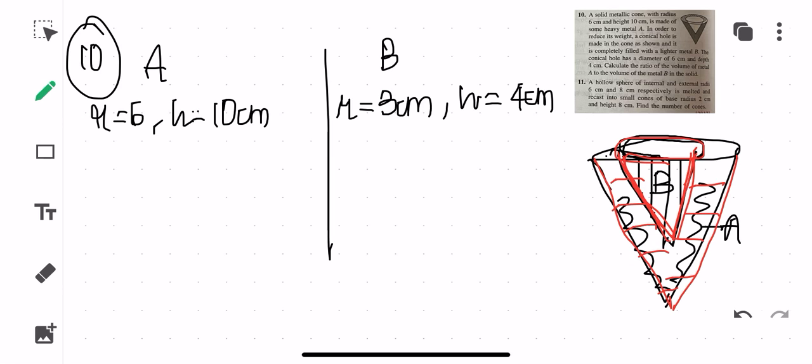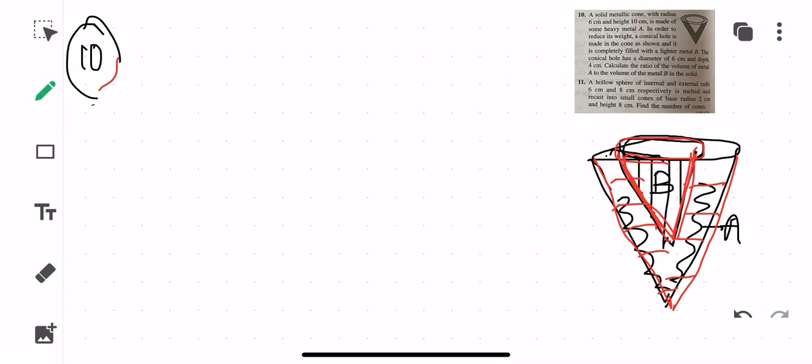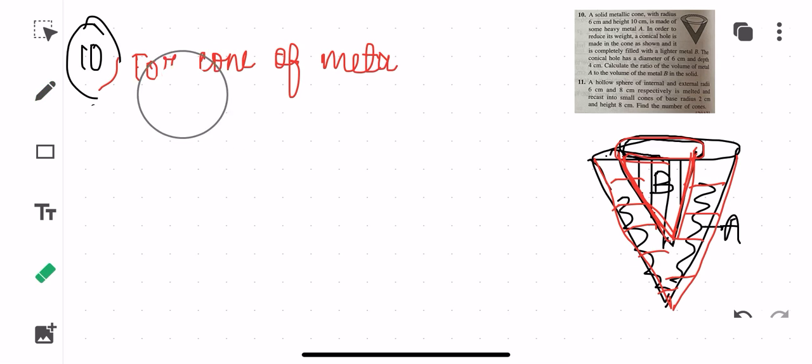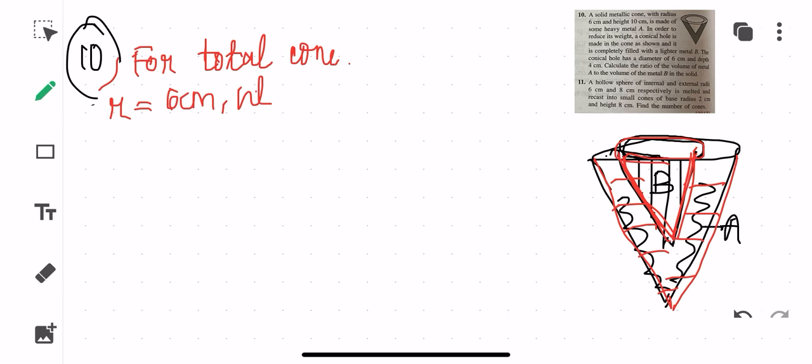So this is our total cone A. If we don't want to write like this, we will write in another way, children. Write down that for cone of metal A, or else write down for total cone, because we are initially taking the total cone. Okay, what is the height? The radius has been given as 6 centimeter and the height has been given as 10 centimeter.